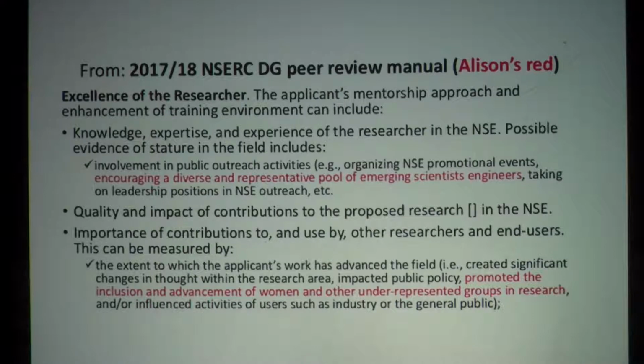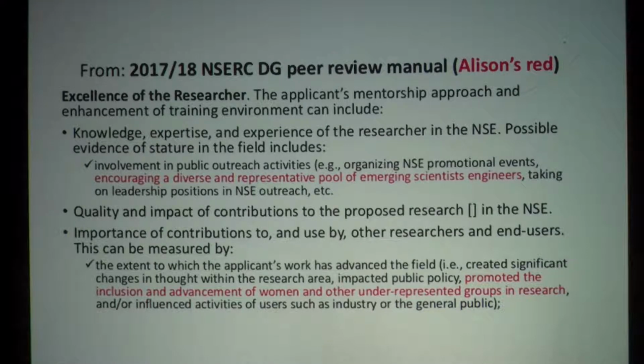different parts, and this comes directly from the peer review manual, which is what your internal reviewers and your readers will be going by in terms of applying a score, if you will, to your application. So the first part asks for the knowledge, expertise, and experience of the researcher in the natural sciences and engineering.